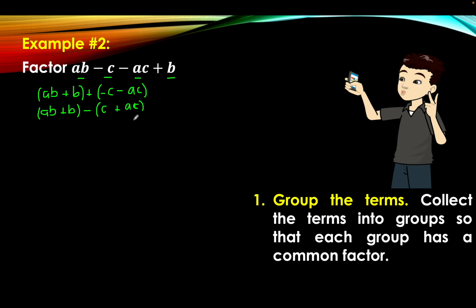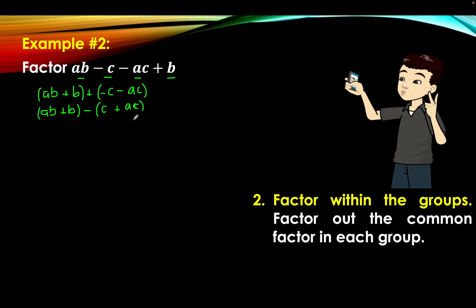Okay? Then, after the terms have been grouped, we're going to factor within the groups. And again, that's step 2. In this step, we're going to factor out the common factor in each group. So, in the quantity ab plus b, the GCF here is b. As I explained earlier, removing the GCF means we have to divide each term by the GCF. Thus, ab divided by b is a and b divided by b is 1.